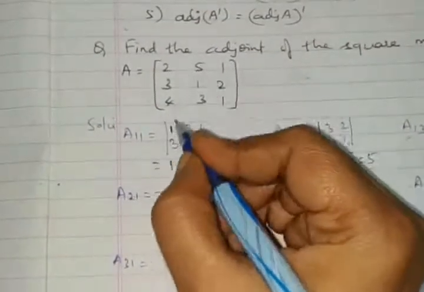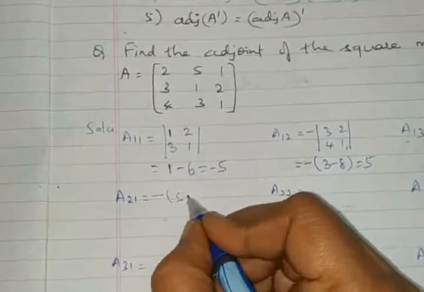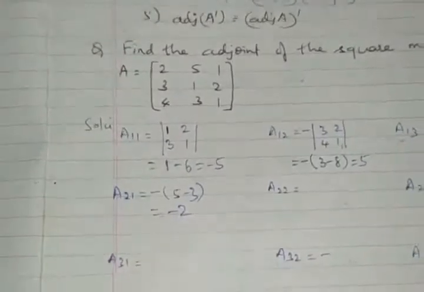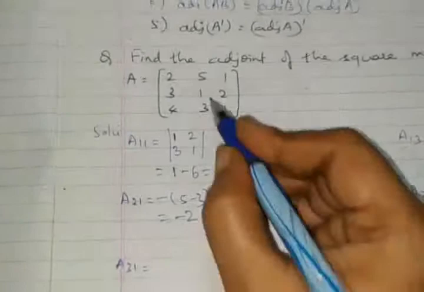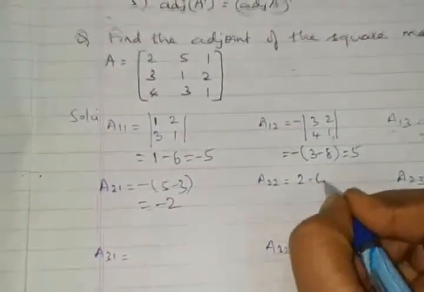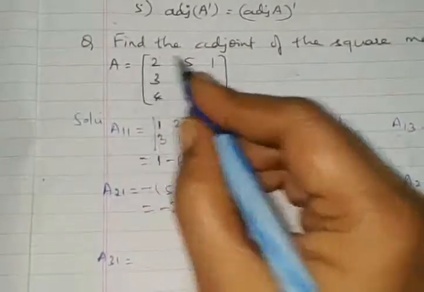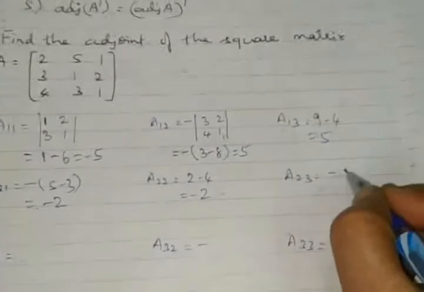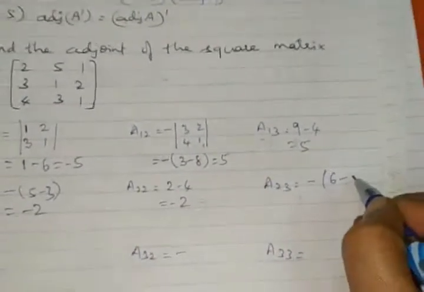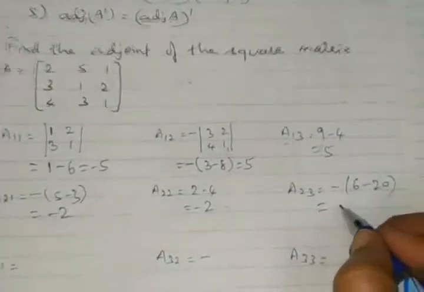Now A21. Second row, first column. I should say 5 -3. Minus to be kept as it is. 5 -3. So we have 2, but outside I should say it's -2. Followed by A22. Close it. I find 2 -4. So it is 2 -4. It is -2. A23. Close. 3 2s are 6 minus. It is 6 minus. We have 20. Isn't it? Yeah. So this result goes to now. It is +14.